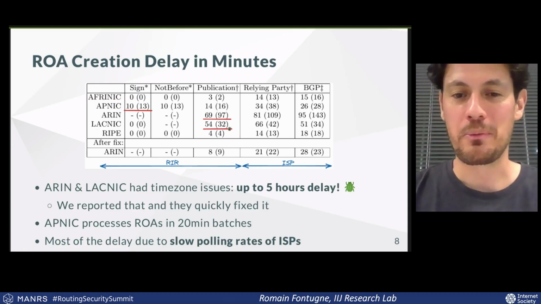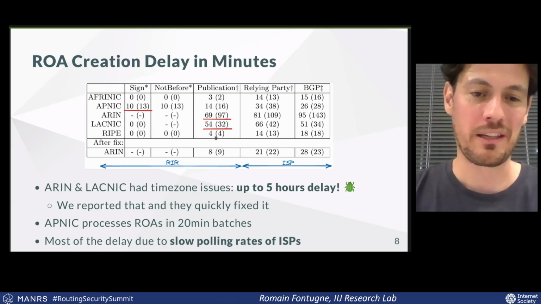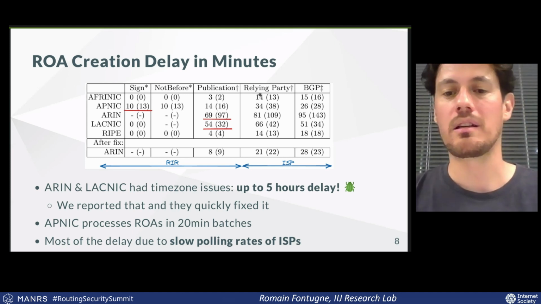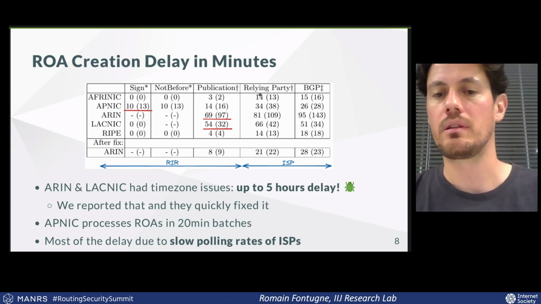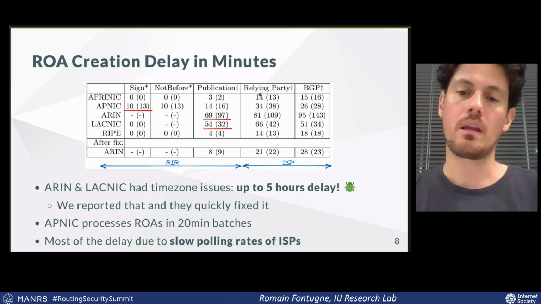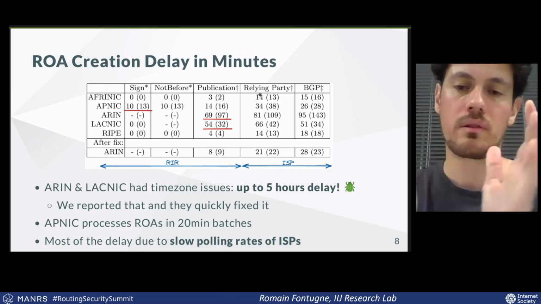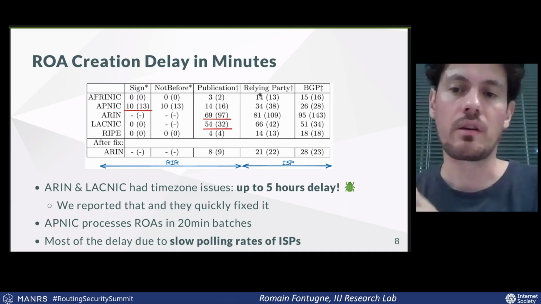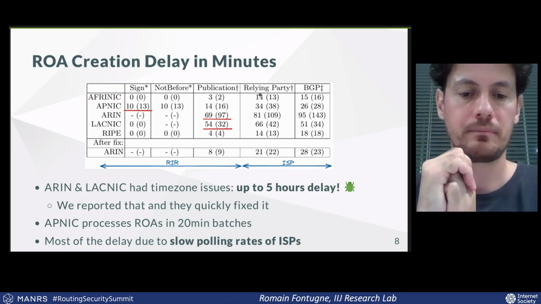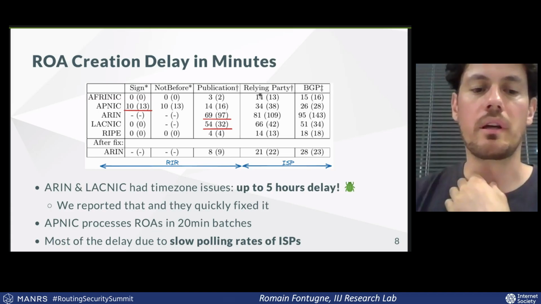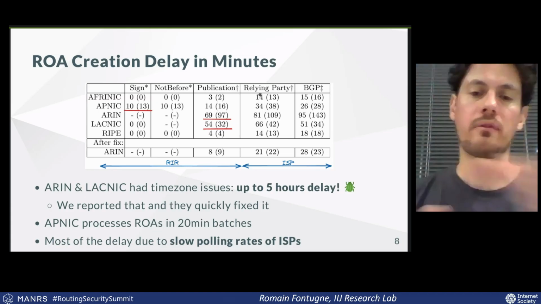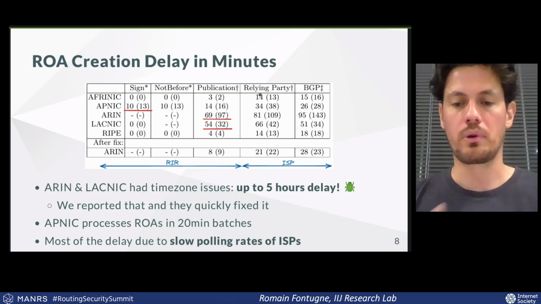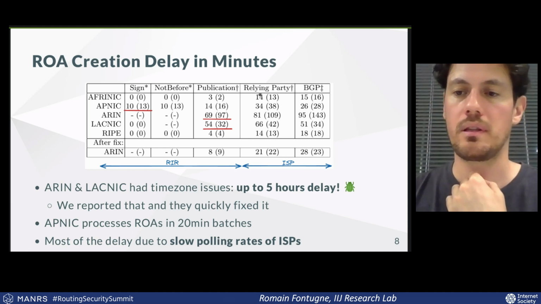So if I remove the outliers, and if we just look at Afrinic and RIPE, it takes only a few minutes for the publication. Then we saw that it takes another 10 minutes or so for the relying party to fetch that data. This is the step that has the most delay. And then it just takes a couple of minutes to see this on BGP. So the main takeaway here is that most of the delay we see, apart from the bugs and the batching we've seen with APNIC, comes from the slow polling rate of the relying party at ISPs.